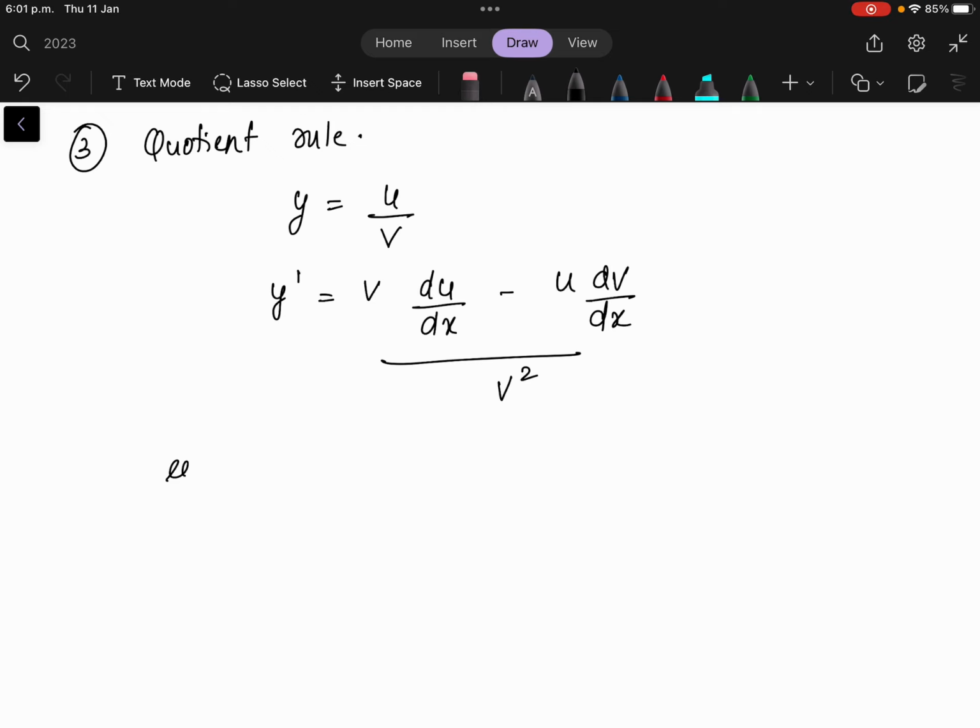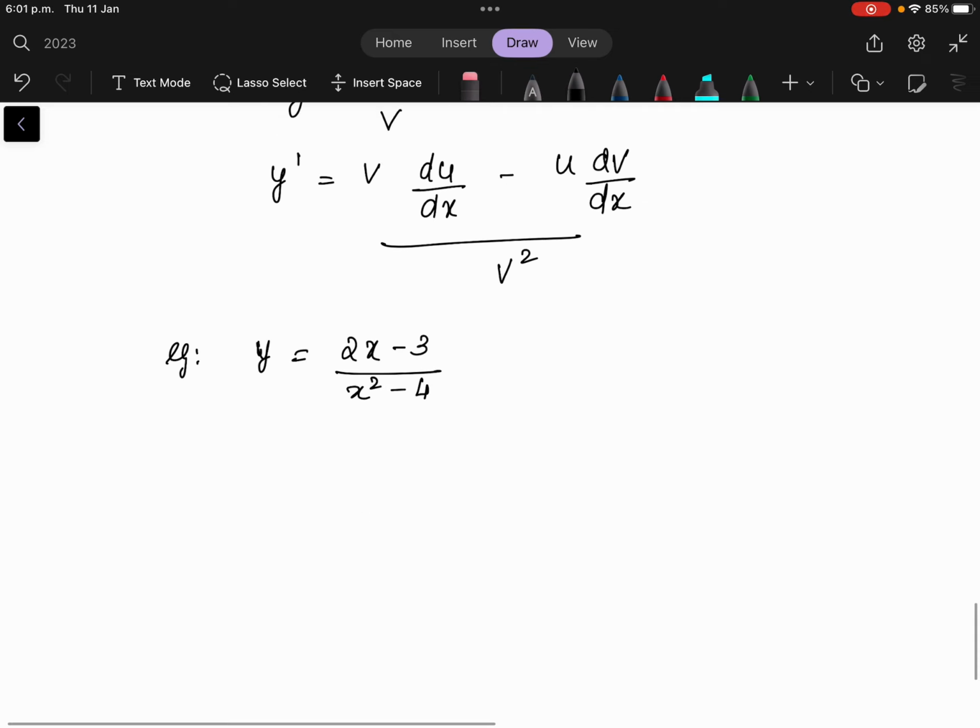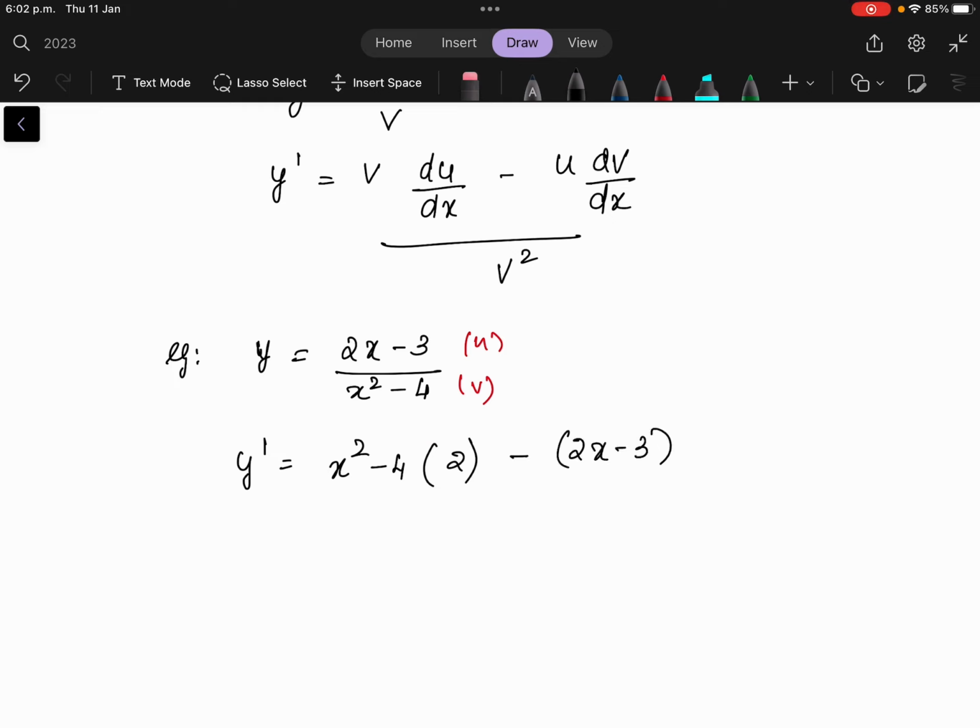For example, if you have a function y is equal to (2x − 3) divided by (x² − 4), and you know that you have x in both the things, so you have to use this formula. So y dash will be equal to, this is u and this is v. So we will apply this formula, which is (x² − 4) times du by dx, which is 2, minus u, which is (2x − 3), times dv by dx, which is 2x, divided by (x² − 4) the whole squared.